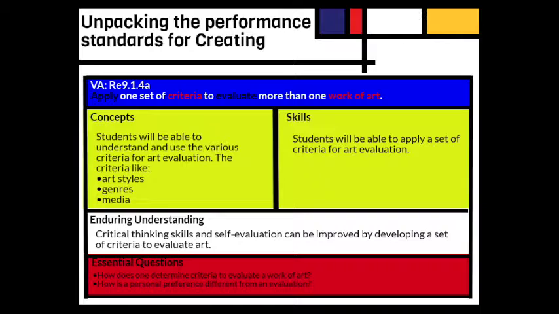And the skill that I want my students to be able to do is apply a set of criteria for art evaluations. The enduring understanding is critical thinking skills and self-evaluation can be improved by developing a set of criteria to evaluate art. Essential questions are: how does one determine criteria to evaluate a work of art? And how is a person's preference different from an evaluation?